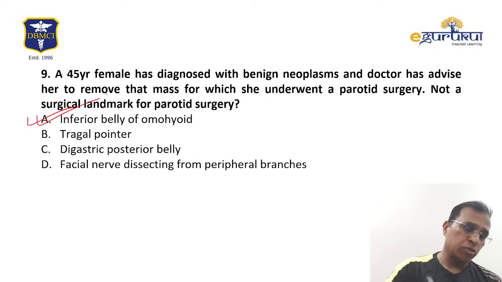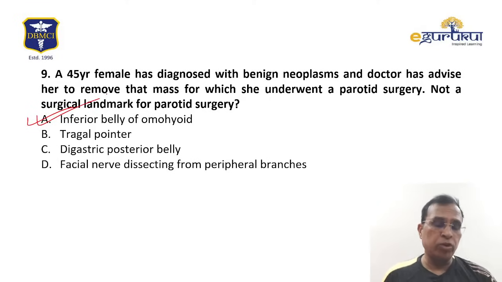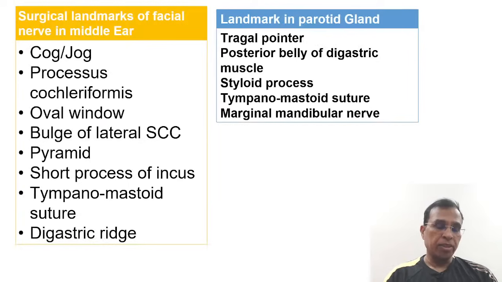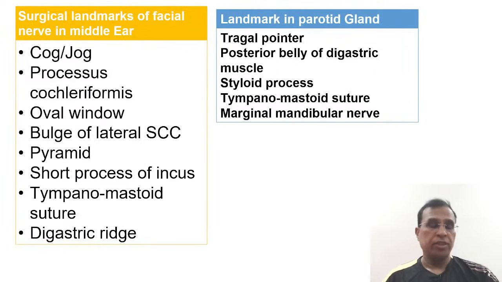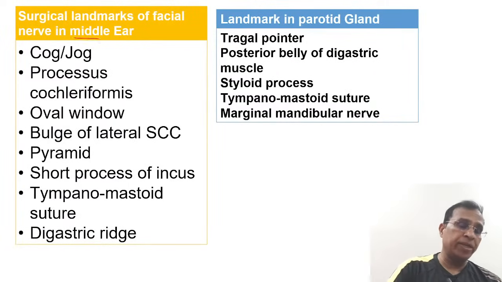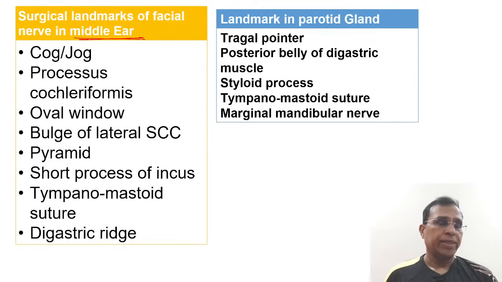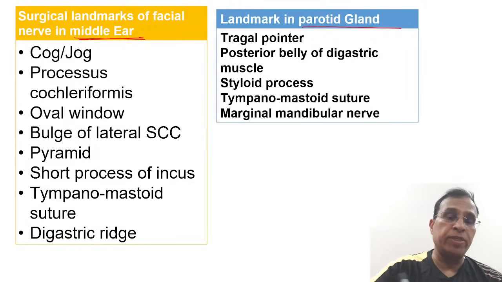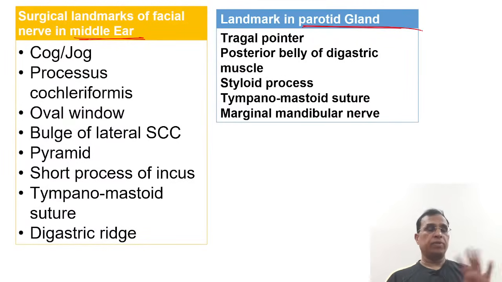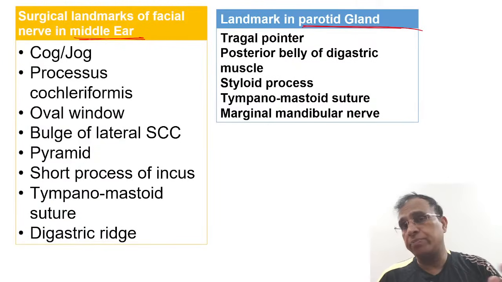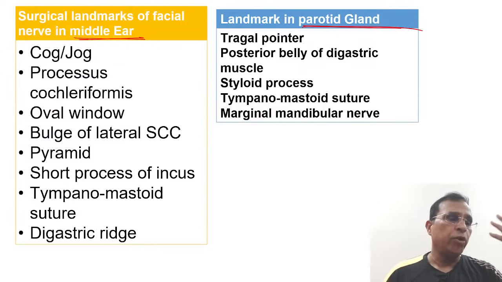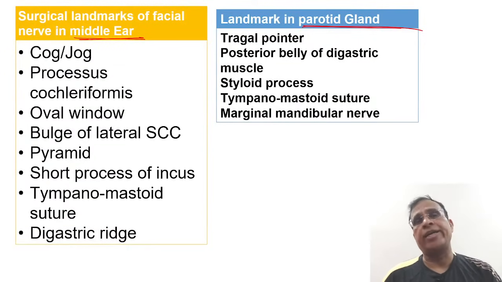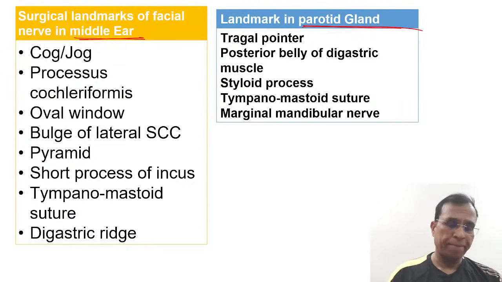Yes. So inferior belly of the omohyoid. Now this is the list of the landmarks for the facial nerve. The first one is for middle ear surgery, and the second one is a landmark for parotidectomy surgery. So I'll give you the PDF file of this, so you'll get this list from there. If you don't have this list already, you can read from there, or you can take a screenshot right now if you want to. Okay.